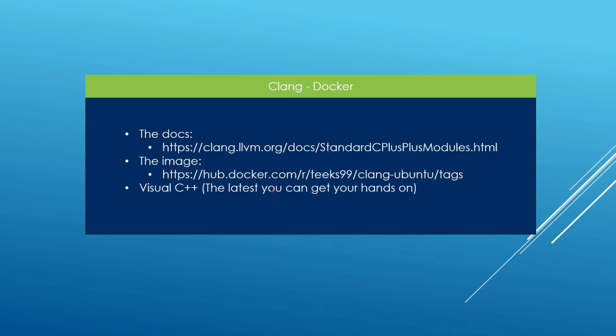And if you happen to want to use Docker, here are a few facts you need to be aware of. Here is a piece of documentation you can read to see how to use the Clang compiler with C++ modules. This is where I got the Docker image that I used, and I will be using the latest Visual C++ compiler and the Microsoft Visual C++ compiler. So these are the tools that I will be using to edit and compile my code here.